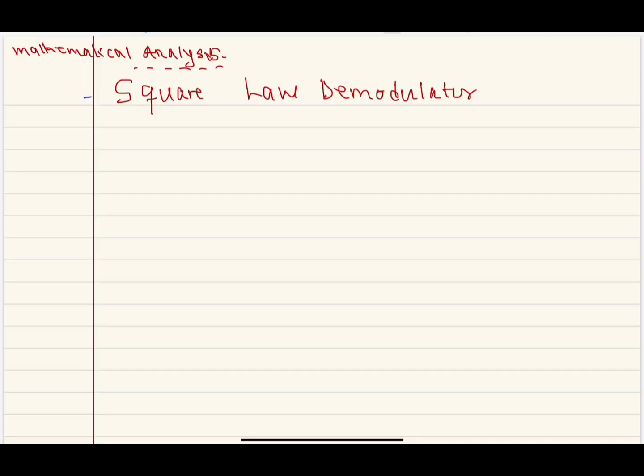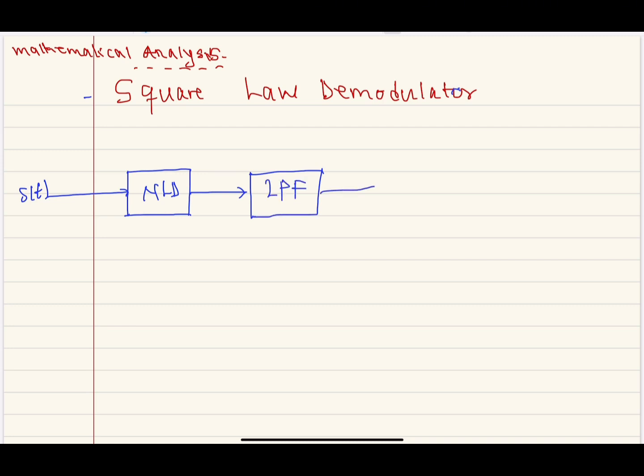Now that you understand what the square law demodulator is, let's do some mathematical analysis of how we can use the square law demodulator method to demodulate a modulated signal. As I explained in my previous video, for the square law, we pass our input, which is the modulated signal S of t, to a nonlinear device like we did for modulation. We pass the resulting output to a low-pass filter, and the result is M of t.